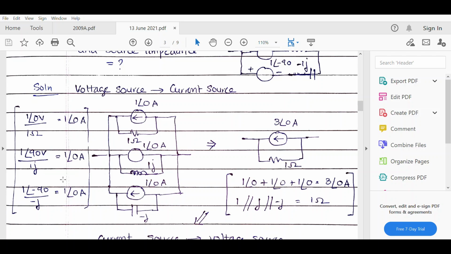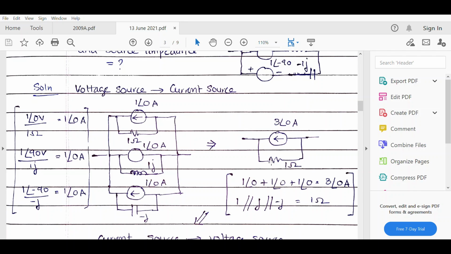Now the third source is 1 angle minus 90 volts divided by minus J, that is 1 angle 0 amperes, and that current has been shown over here, and the source impedance is minus J, which has been connected in parallel with the third source. Now we have 3 current sources and 3 impedances connected in parallel. Now we find the equivalent current source by adding up all these 3 current sources, that is nothing but 3 angle 0 amperes. Now that is what has been shown over here.